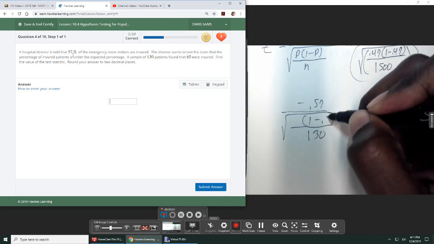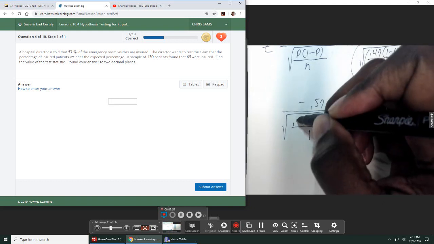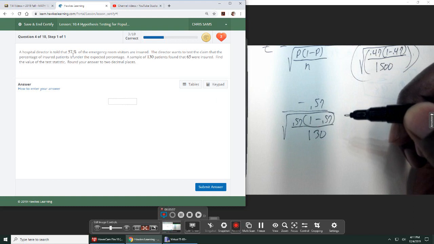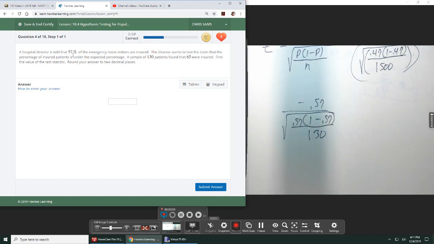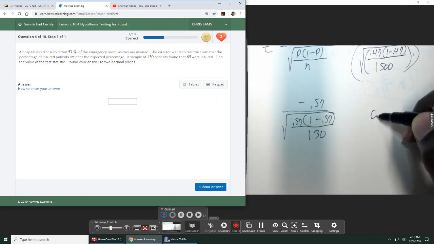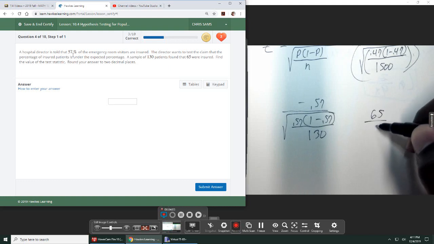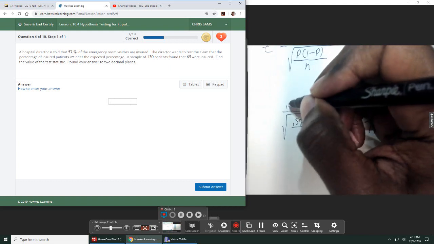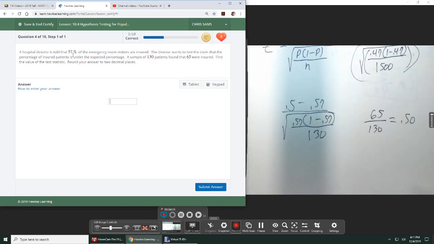So I can go ahead and put the 0.57 here. And then on the top, we found that 65 patients were insured, so I have to find the p hat this time. I have to do 65 divided by 130, and that's going to give me my sample proportion. This is half, so 0.50, or just 0.5. If you divide that, that's half. So here's what we're going to be plugging in.